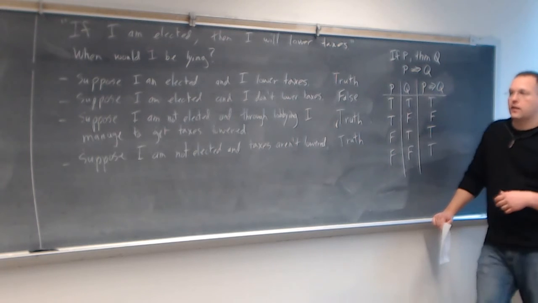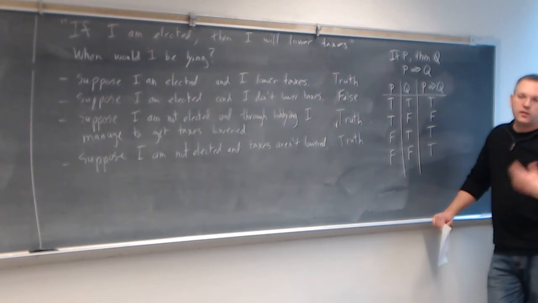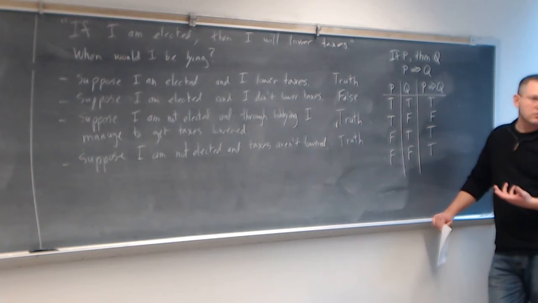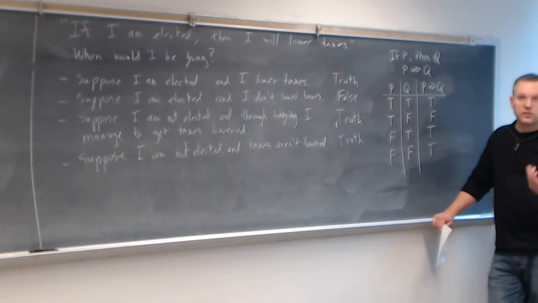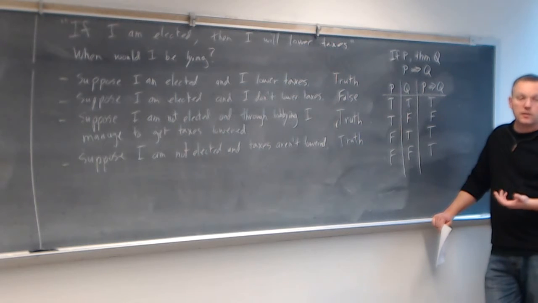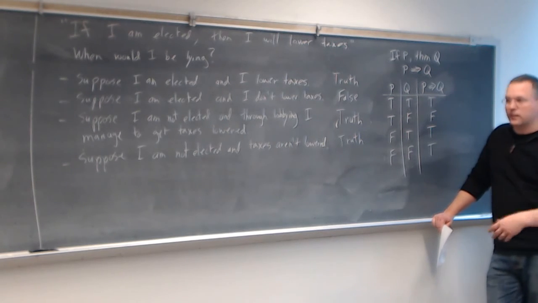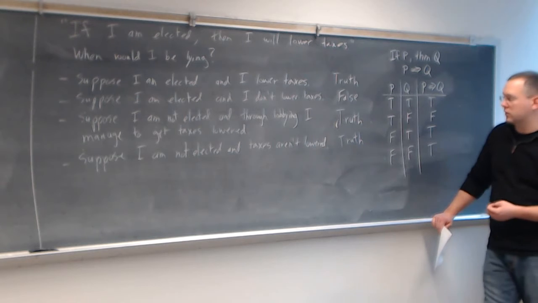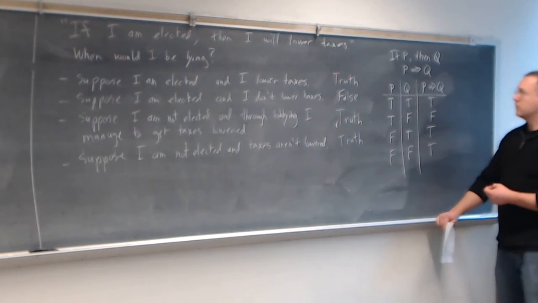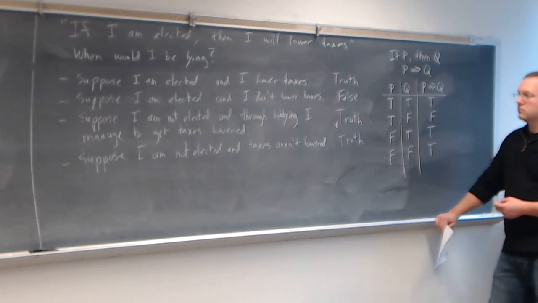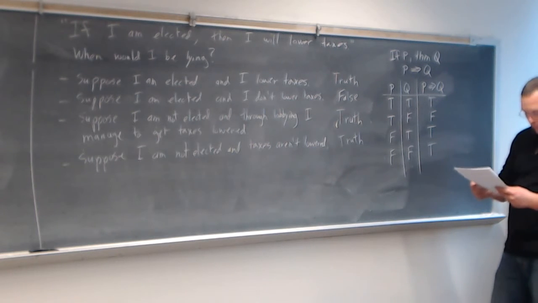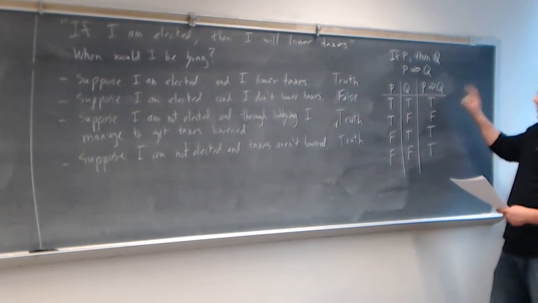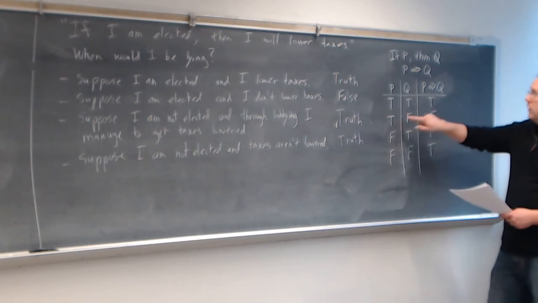If I said, if the sky is green, then I am the king of France, that's a true statement. If the sky is green, then I'm the king of France. That's a true statement because the sky is not green, so it doesn't matter what the second sentence was. Okay. All right. So the only case when P implies Q is false is when P is true and Q is false.